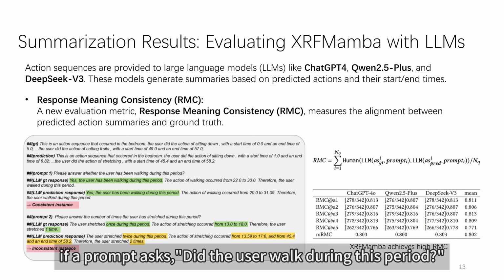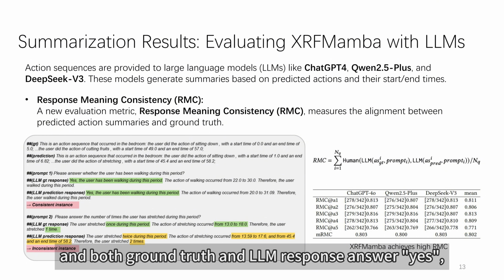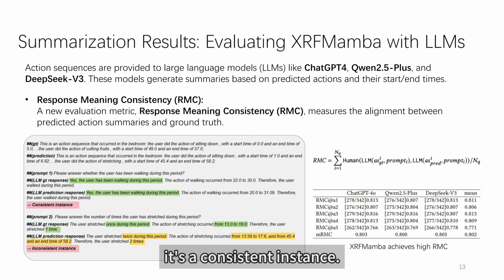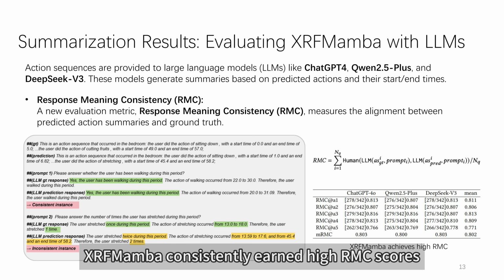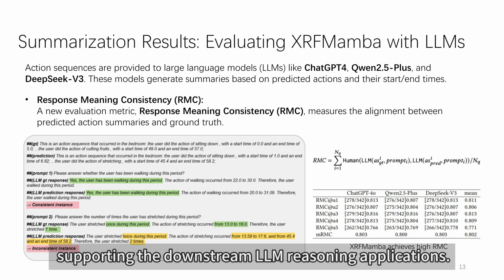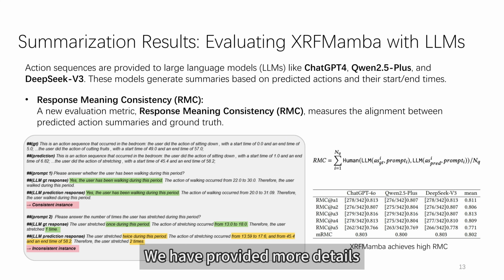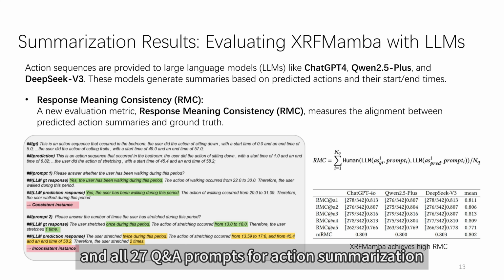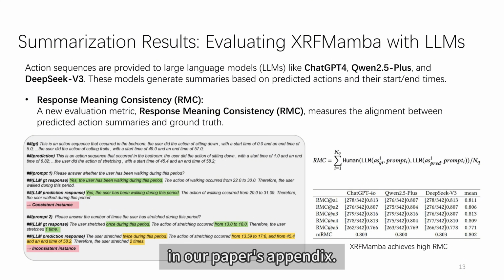For example, if a prompt asks, "Did the user walk during this period?" and both ground truth and LLM response answer yes, it's a consistent instance. XRF Mamba consistently earned high RMC scores across all LLMs, supporting the downstream LLM reasoning applications. We have provided more details and all 27 Q&A prompts for action summarization in our paper's appendix.